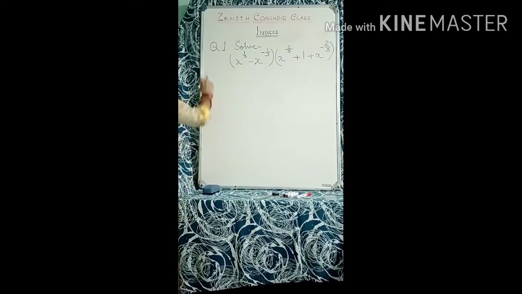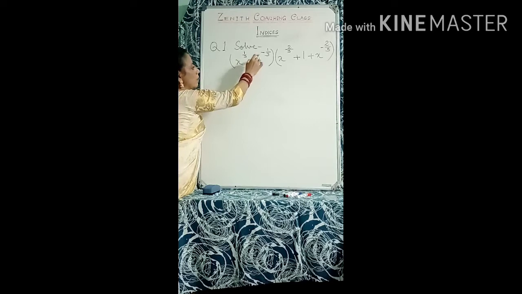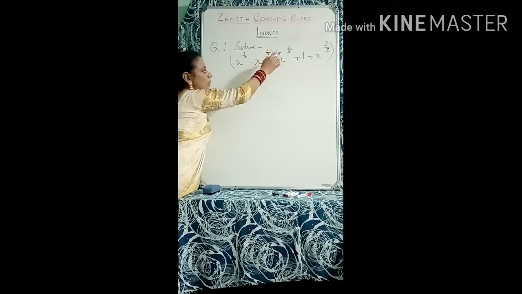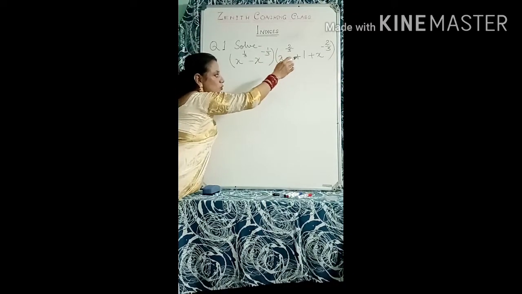देखिए, फर्स्ट सम जो है you have to solve, that is x to the power 1 by 3 minus x to the power minus 1 by 3. Then next bracket x to the power 2 by 3 plus 1 plus x to the power minus 2 by 3.